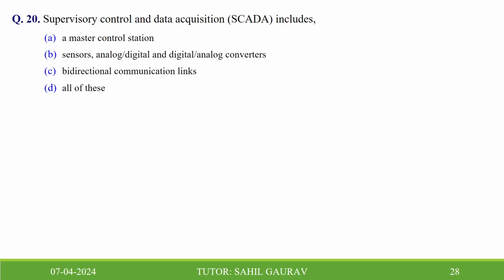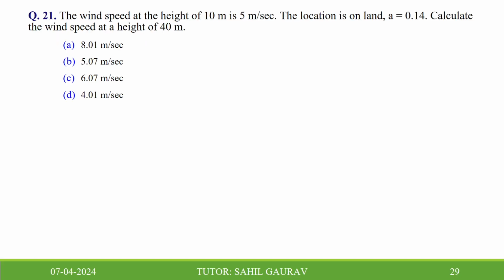Supervisory control and data acquisition includes. Options are A, a master control station; B, sensors, analog to digital and digital to analog converters; C, bidirectional communication links; D, all of these. Option D, yes, correct. Option D is the correct answer. Now let us see the next problem.